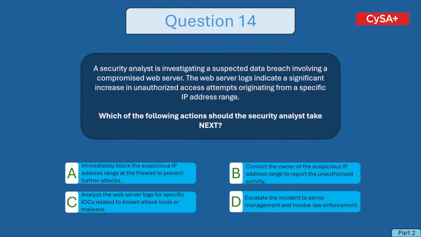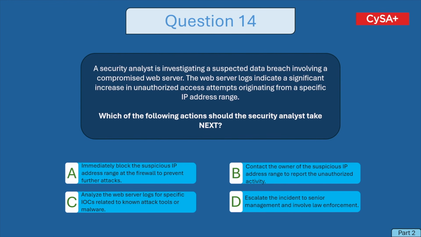Okay. So for this one, it's important to know what to do next given the information provided in this scenario. According to the scenario, we are suspecting, and that's the key word there, suspecting a data breach, meaning we don't know if it's a true positive yet. So the best next thing to do is to get more information to continue the investigation. And that would be by analyzing the web server logs.